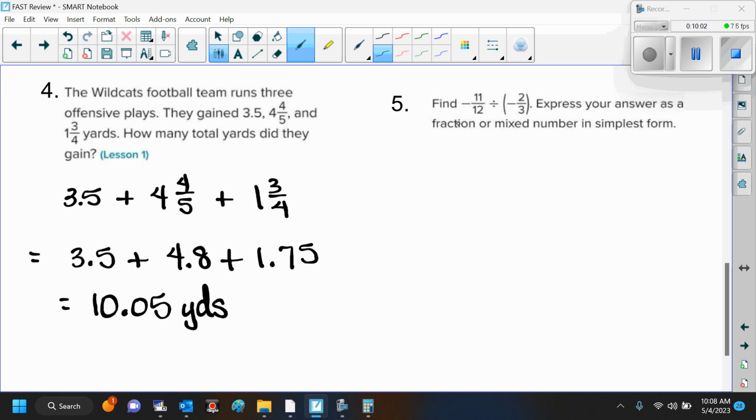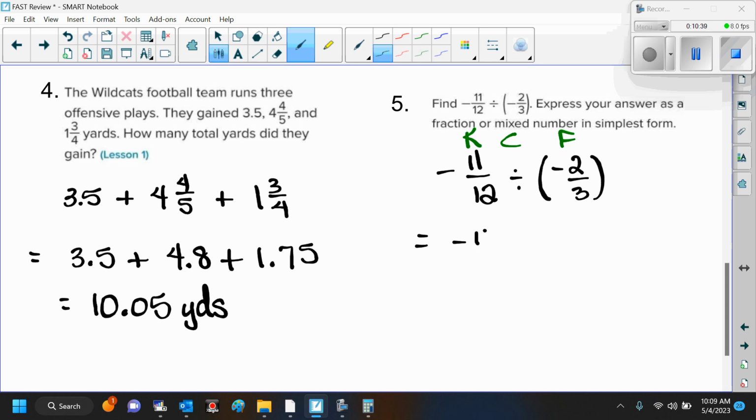Number 5 says, find negative 11/12 divided by negative 2/3. Express your answer as a fraction or a mixed number in simplest form. So I'm going to rewrite. We've got negative 11/12 divided by negative 2/3. Now, negative divided by a negative is going to be a what? Very good. And how do I divide fractions? Very good. We're going to keep, change, flip. We're going to multiply by the reciprocal.